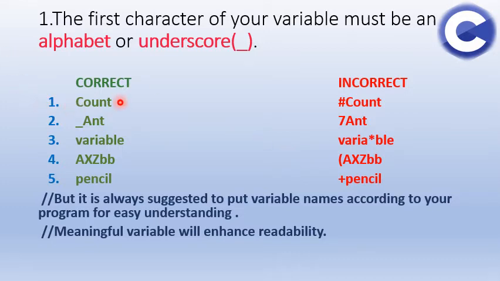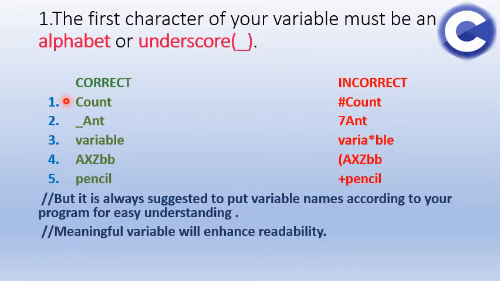First variable name is count. It is totally up to the point, that is, it is following the rules. The first character of your variable is an alphabet, which is acceptable. And here in the incorrect one, the first character of your variable is a special symbol. And the rule is clearly saying that the first character of your variable should be an alphabet or an underscore, not a special character.